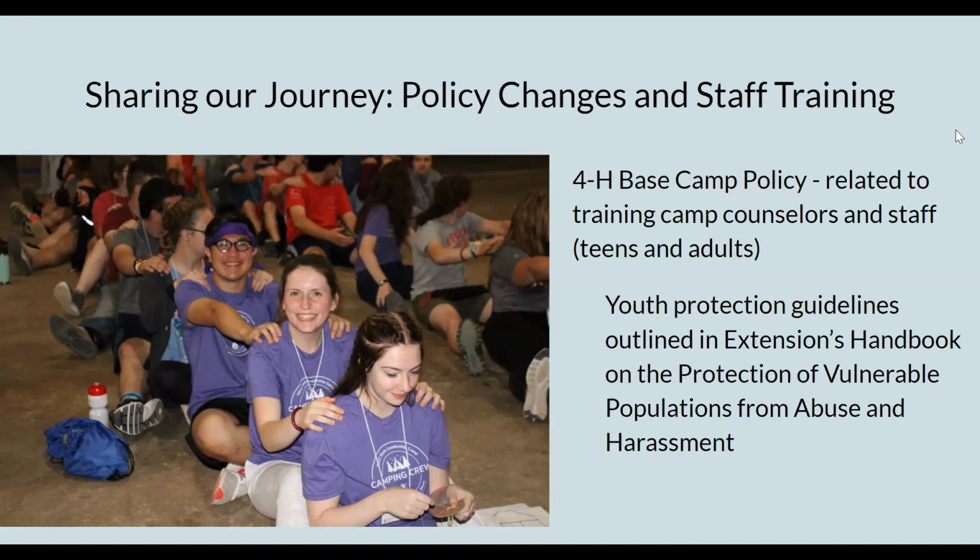So one of the expectations from University of Wisconsin-Madison for vulnerable populations is that our teenagers are going to be trained on certain things, like why we have a rule of 3. It's never going to be a one-on-one, even though they're both minors. We want to protect the youth and also the adult or the teenager, so that there would never be an accusation. So it's a rule of 3.